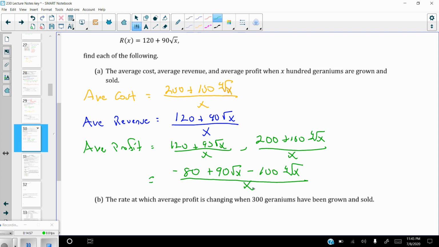Okay, in part B, it says we want to find the rate at which the average profit is changing when 300 geraniums have been grown and sold.